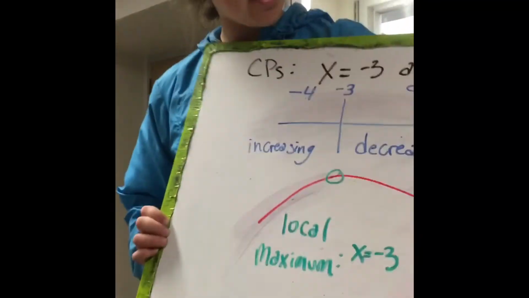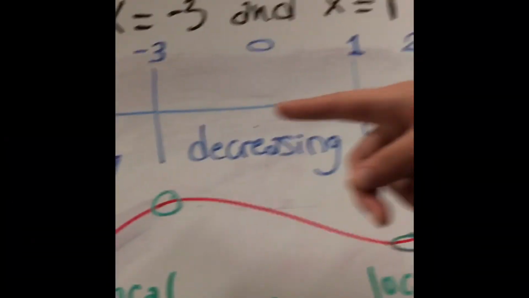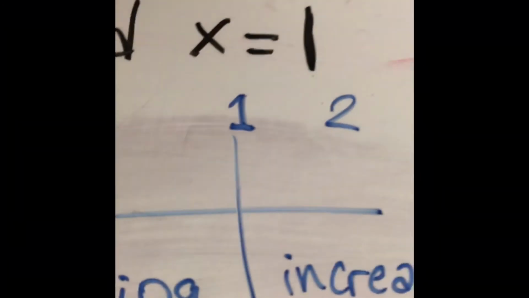Over here, we got our critical points, and so you plug into the little chart, and you can find that there's a local maximum at x equals negative 3 and a local minimum at x equals 1.